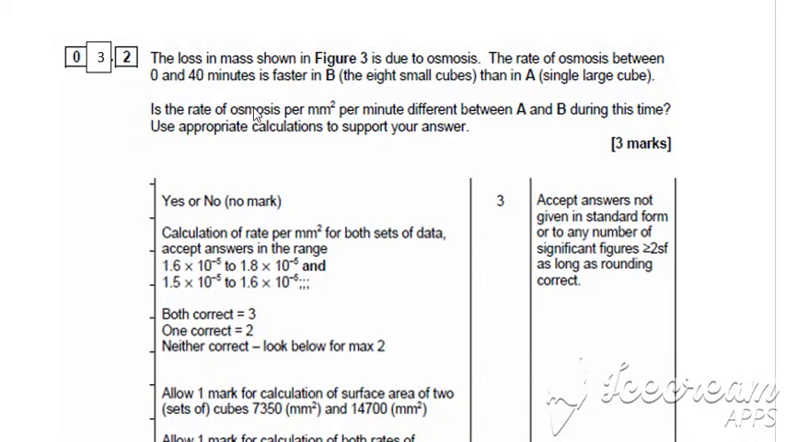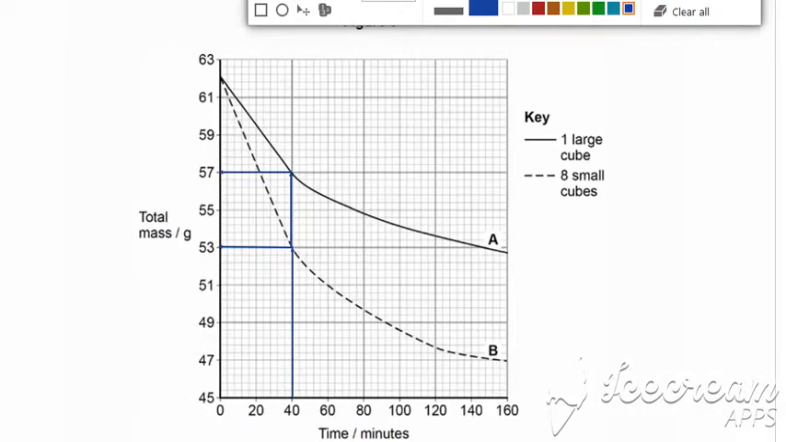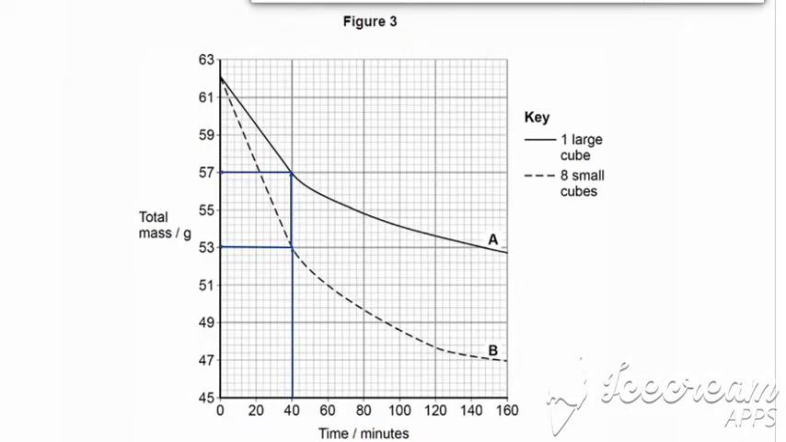that we are looking at the rate of osmosis per millimetre squared per minute. So we're going to need to take into account the surface area as well. So looking at the graph, we can work out the rate at 40 minutes. So we can see for A, it went from 62 down to 57. So it had a mass change of 5 in the 40 minutes. And for B, it went from 62 down to 53. So there was a mass change of 9.